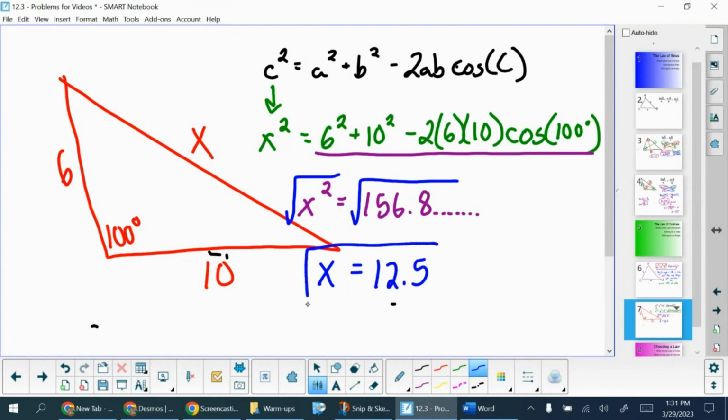At some point you do need to round. So now that I've gotten to the last step, I'm comfortable rounding at the last step. So that's it for solving for sides. You're going to take your equation, plug in the stuff you know. That whole right-hand side you can punch in a calculator and just hit that square root of whatever you got. And you're done. So law of cosines, solving for a side, pretty easy.